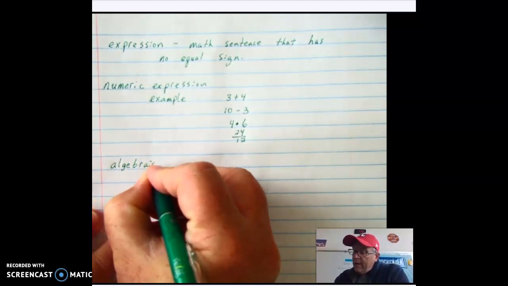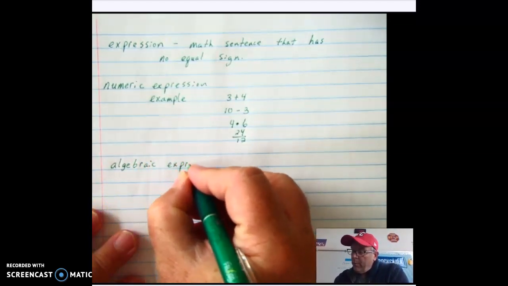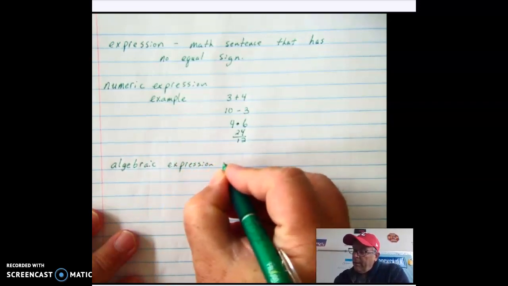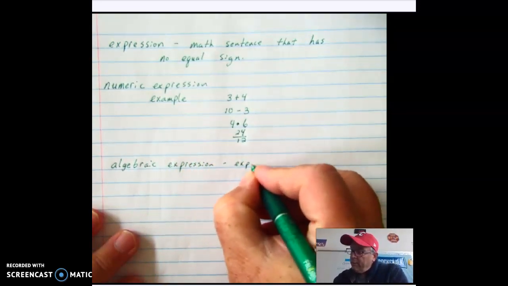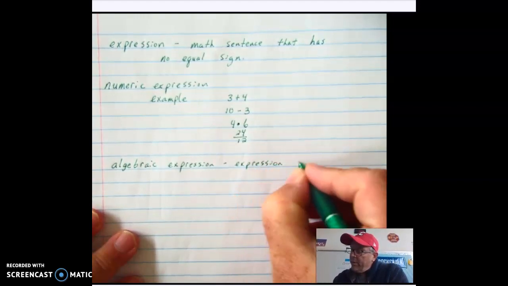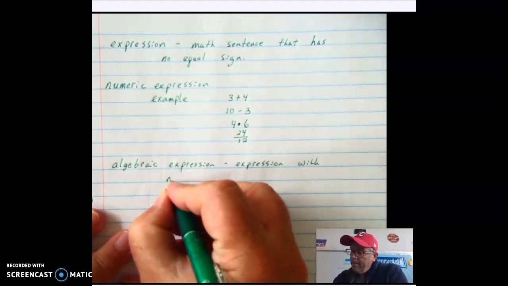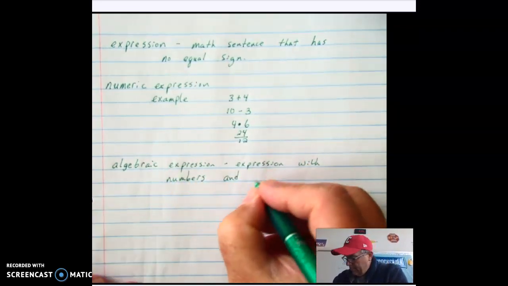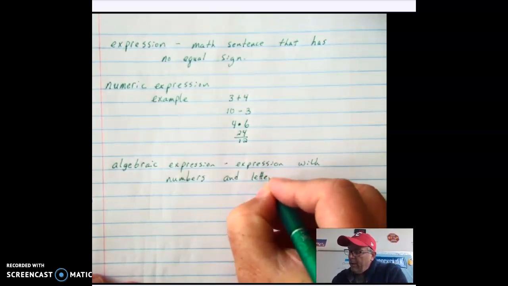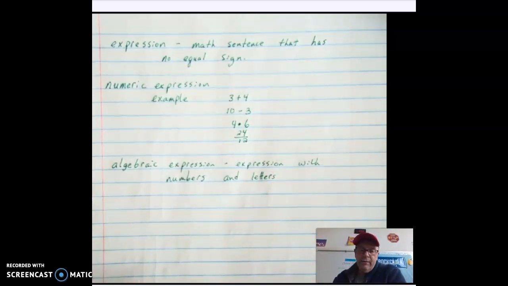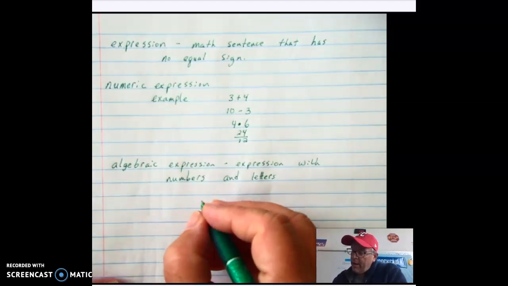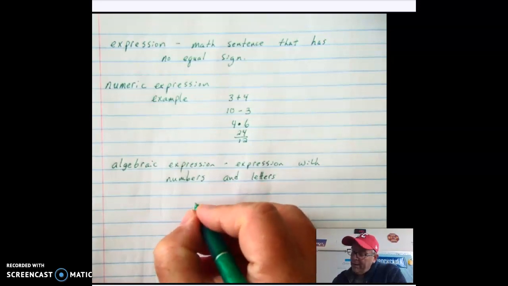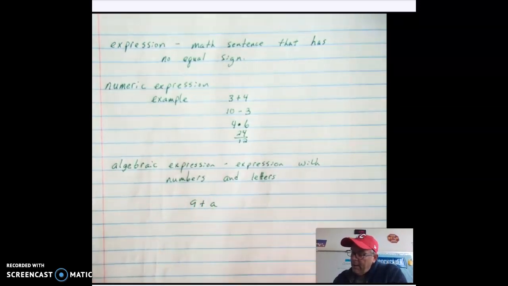The other kind of expression that you have is called an algebraic expression. And an algebraic expression, this is when we get into the cool part, is an expression with numbers and letters. And we'll go ahead and do a little bit of description of what those letters can be. Some of you may know it already, which is awesome. So an algebraic expression would be something like 9 plus A. That's algebraic, letters and numbers.